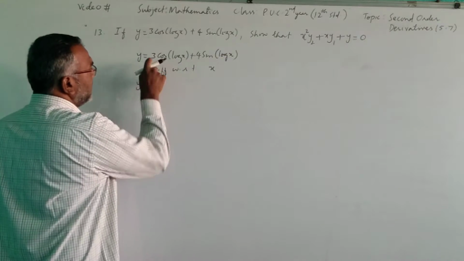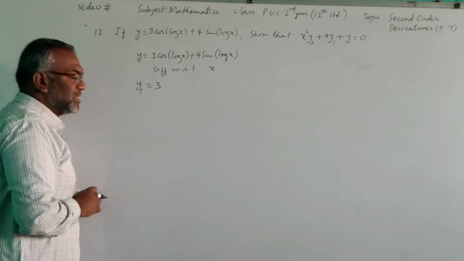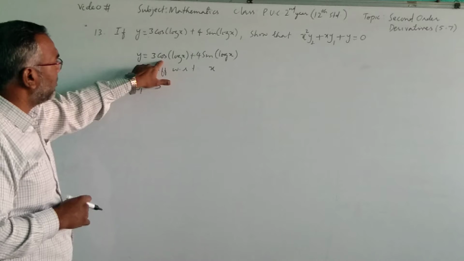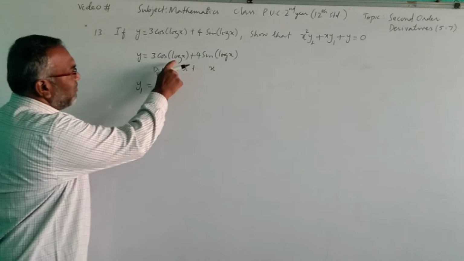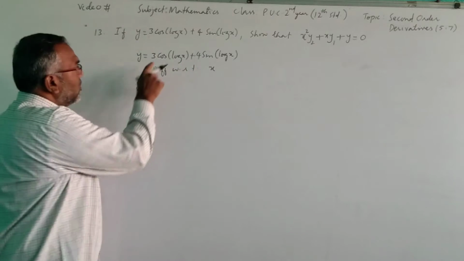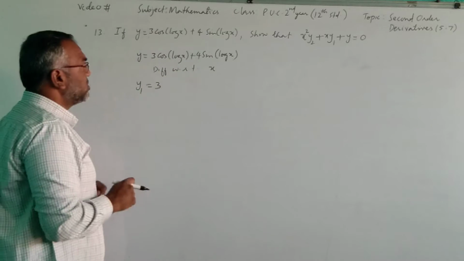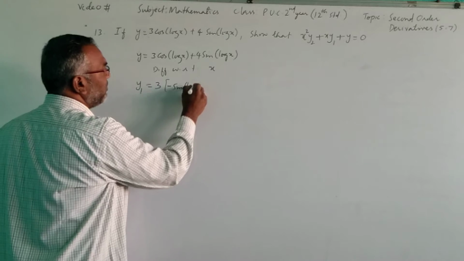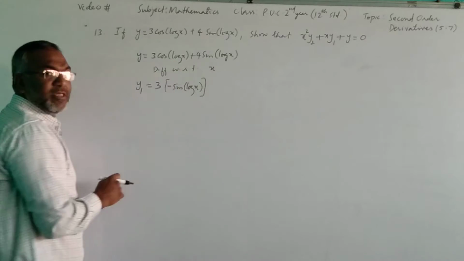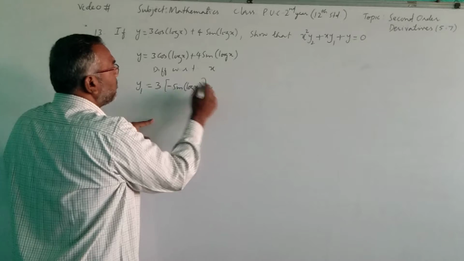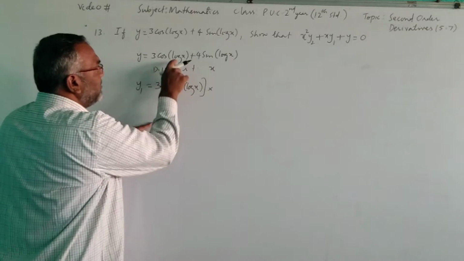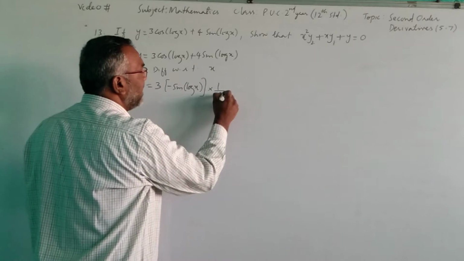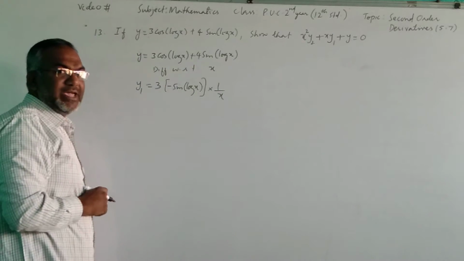Differentiate this. 3 is constant. You can keep as it is. Cos of log x, it is in the form of cos x. Here in place of x we have log x. Differentiation of cos x is minus sin x. But in place of x we have log x. So we have to differentiate log x also. We cannot just differentiate cos and leave it. We have to differentiate log x as well. So that will be 1 by x. Differentiation of log x is 1 by x.